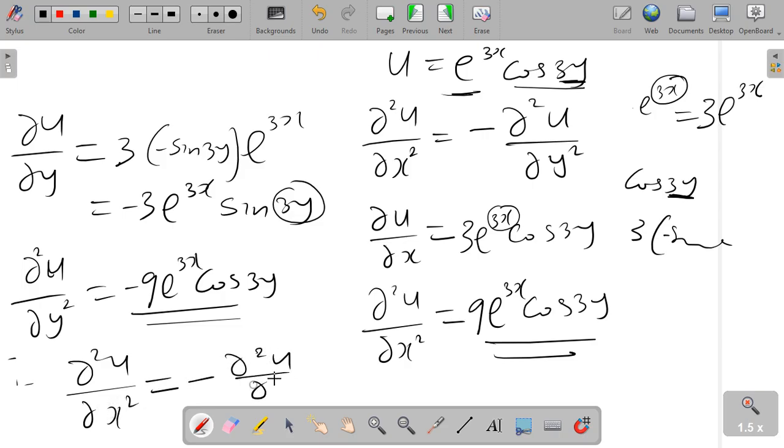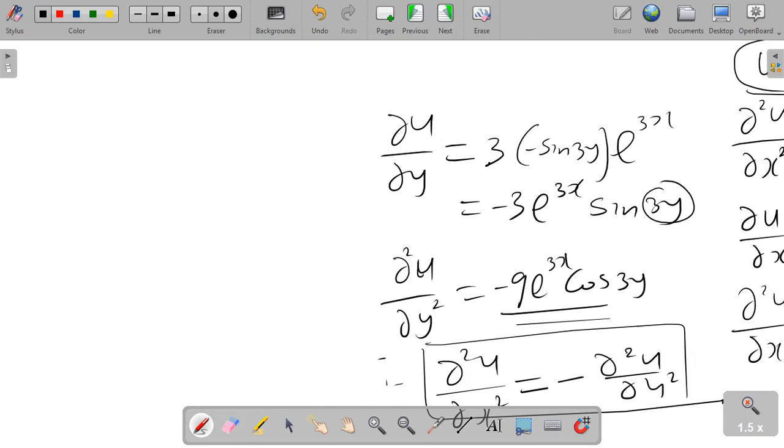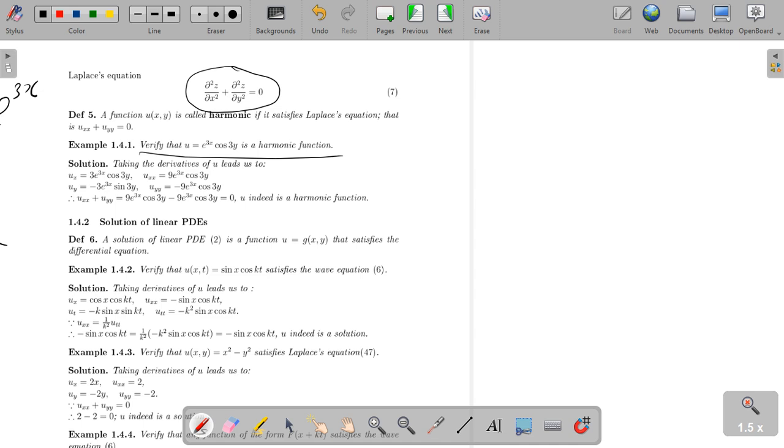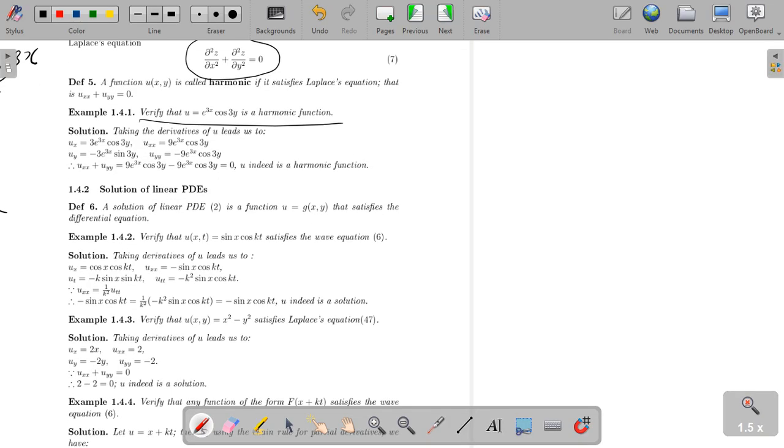So since it has satisfied this Laplace equation, therefore this is harmonic, as simple as that. So that is what we are required to do. It's indeed a harmonic function. Very simple. Just once it satisfies the Laplace equation, then it is harmonic.